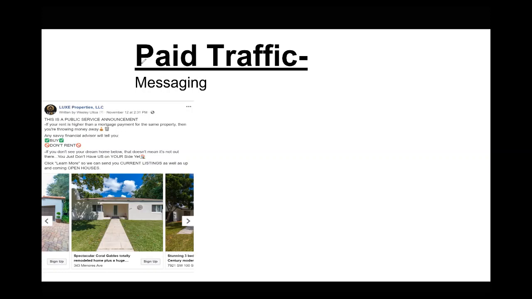We're targeting people that are looking at homes. So we know that the people that are going to see this are actually looking at homes, and we're just trying to get them into our pipeline. You know what I mean? We're trying to get them into our funnel. So we're going to do something that appeals to them.